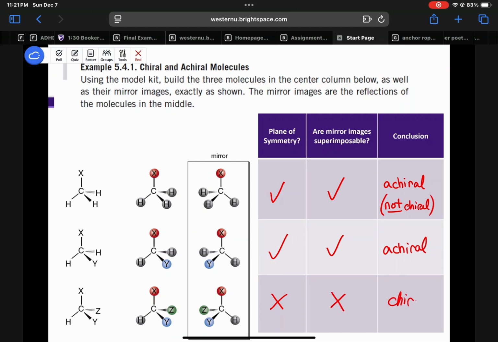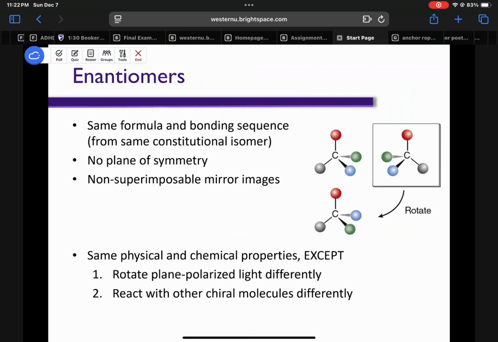What we have built here is a pair of chiral molecules. This molecule is chiral. This molecule is chiral. Together they make a pair of enantiomers. They're both chiral, and these are an enantiomer pair. When we have a chiral center, a chiral carbon, we put a little asterisk, a little star by that carbon to show that it is a chiral or stereo center.